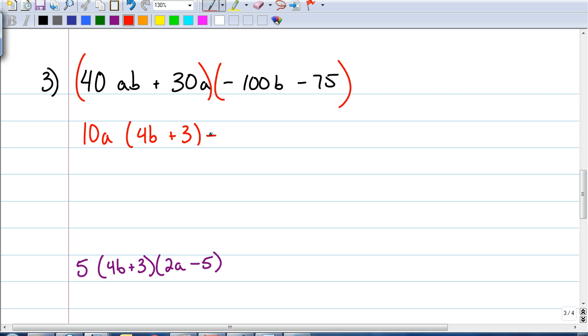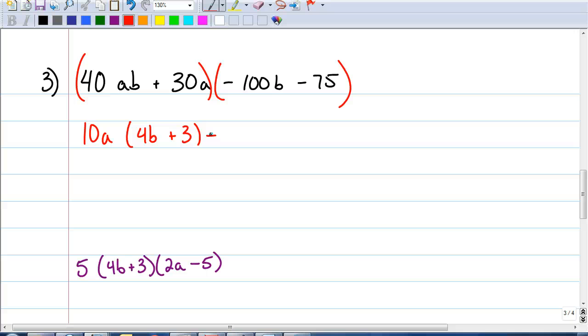Now here's where it gets tricky. So I'm going to factor out a negative. Now I want to find the greatest common factor between 100 and 75. There's a couple ways to look at it. One is I want to make sure that in parentheses I end up with 4b plus 3.